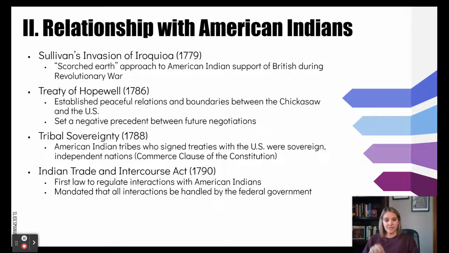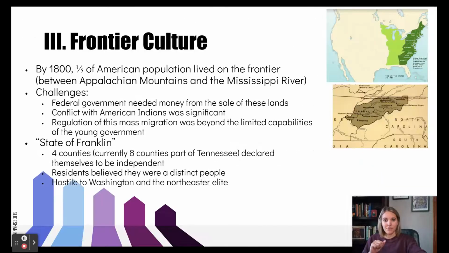In 1788, a very significant thing happened with American Indians, and this was the inclusion of the Commerce Clause of the Constitution. The Commerce Clause stated that American Indian tribes who signed treaties with the United States were sovereign, independent nations. And so this was a really important moment for recognizing the sovereignty and autonomy of American Indian tribes. Another example during these years is the Indian Trade and Intercourse Act, and this is the first law to regulate interactions with American Indians, and it mandated that the federal government handle those interactions rather than state governments.